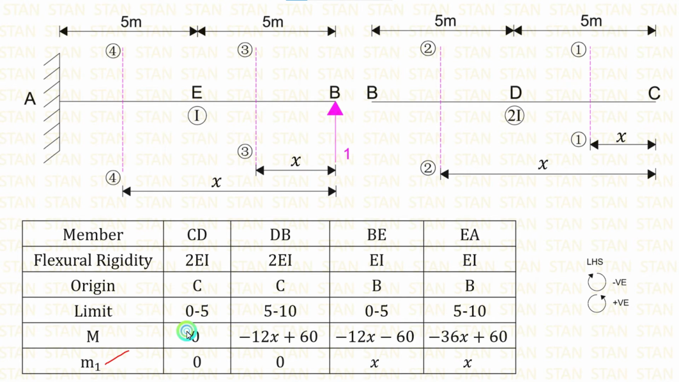Now let us find M1 in EA. Here also up to the section we have only one load, that is the unit load. This load is acting in the anti-clockwise direction, so it will be positive and the distance is x. 1 into x, we will get x.